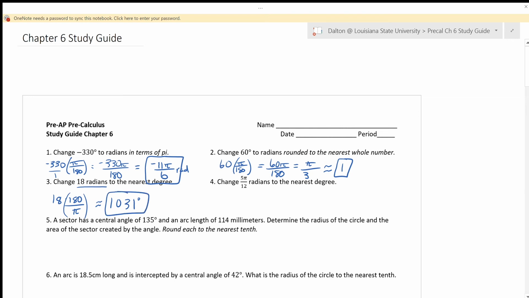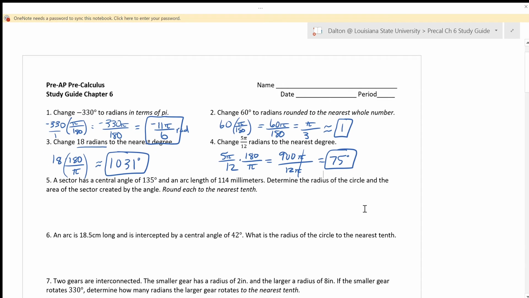Same type of question, except I've got 5 pi over 12, and these radians to degrees do have pi. So when I multiply this by 180 over pi, if I do 5 times 180, I get 900 over 12 pi times pi, and pi over pi is 1, and then 900 divided by 12 is equal to 75. So there's no rounding necessary in this one, just 75 degrees.